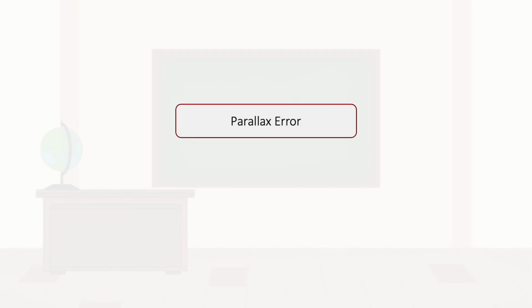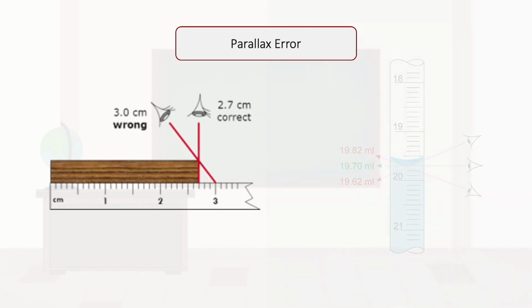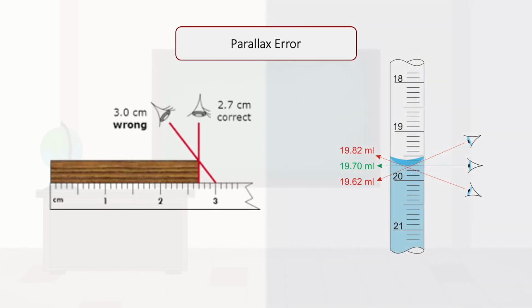When reading length or volume, a common experimental error is parallax error, which occurs when the recorded reading deviates from the true reading due to our eyes being positioned at an angle to the measurement markings. To prevent parallax error, place your eye directly at the level of the appropriate measurement marking when measuring, say, the length of the wooden plank or the level of a liquid in a graduated cylinder.